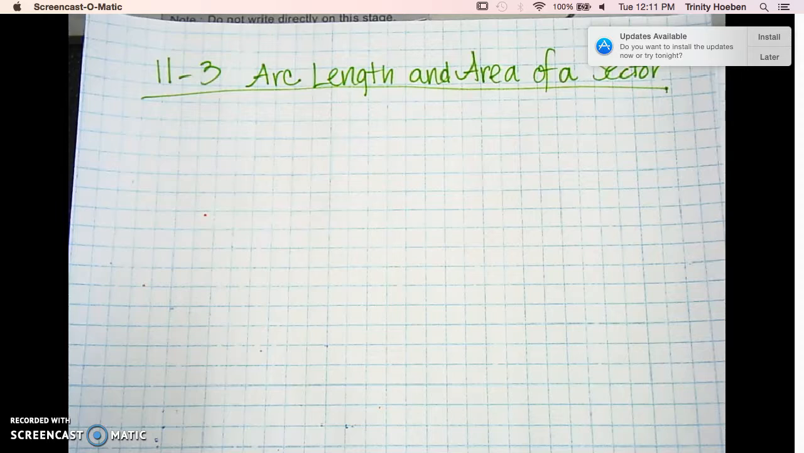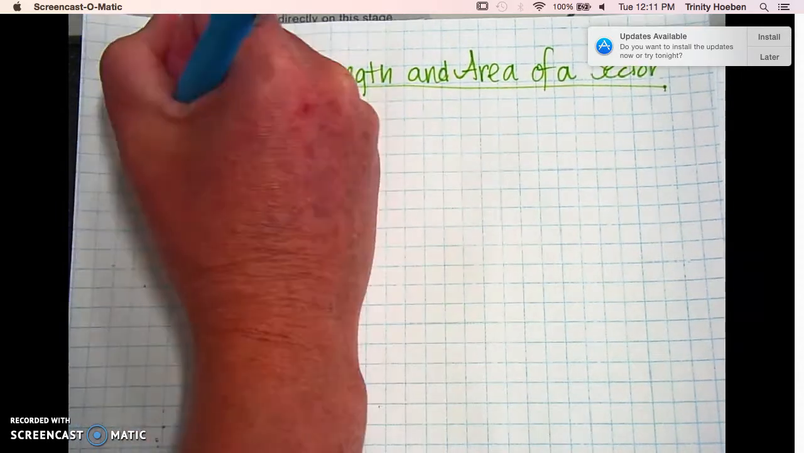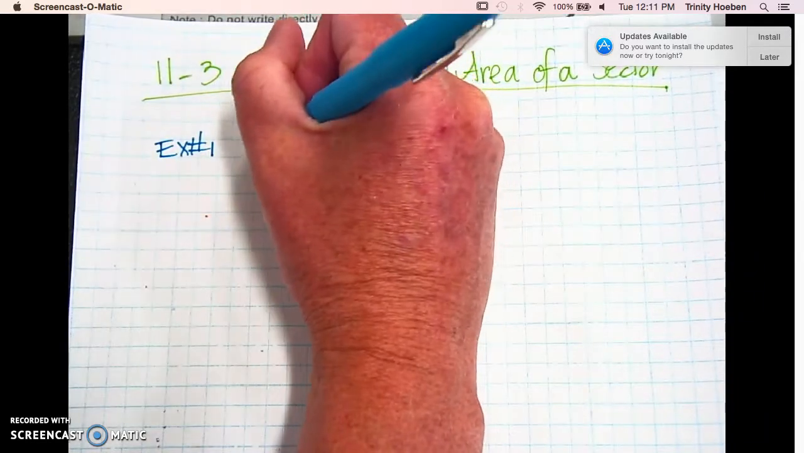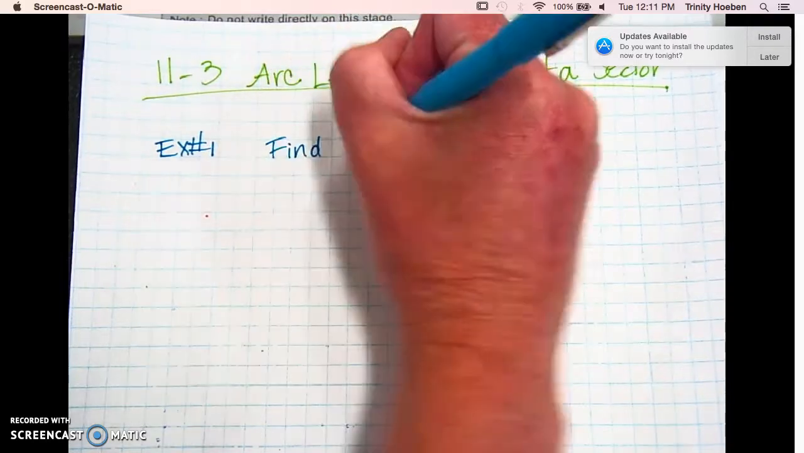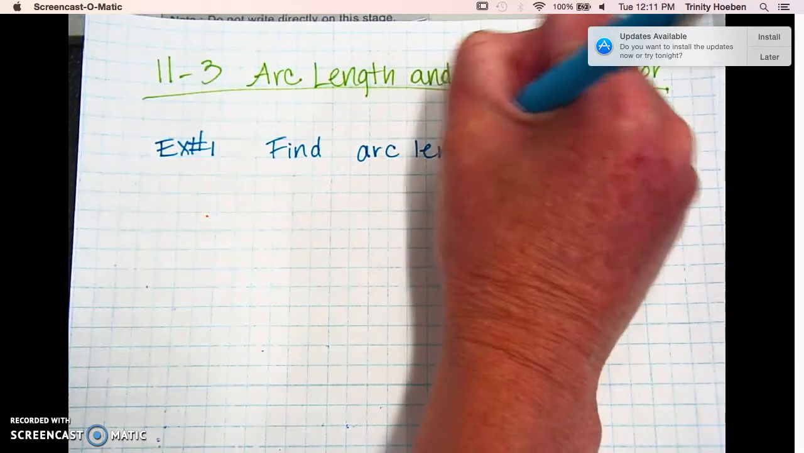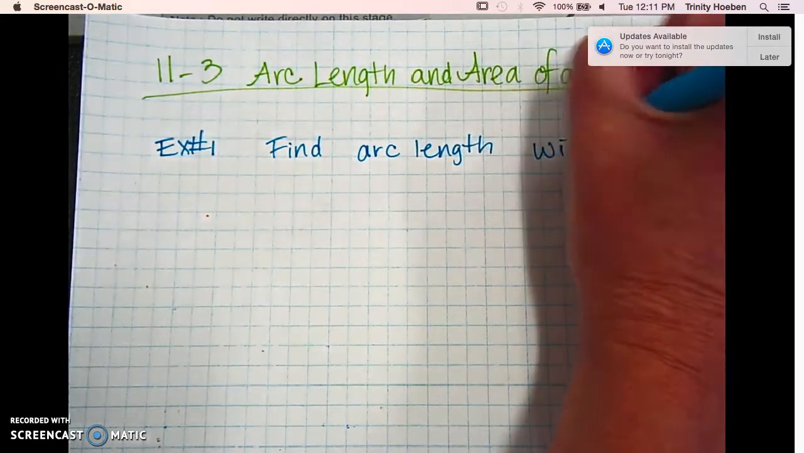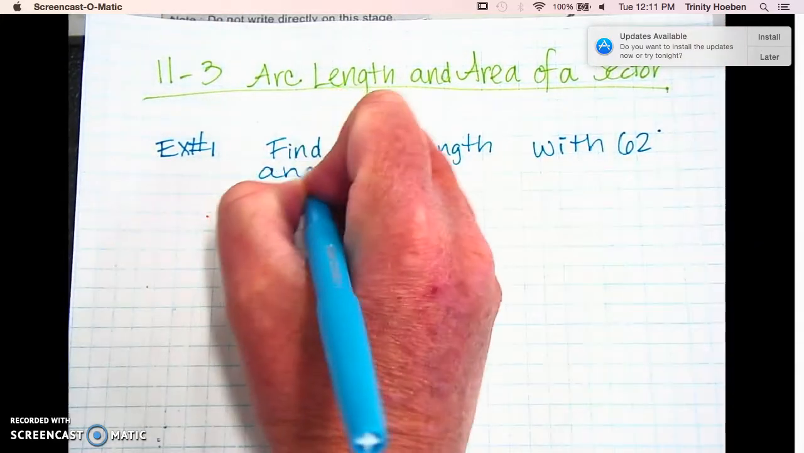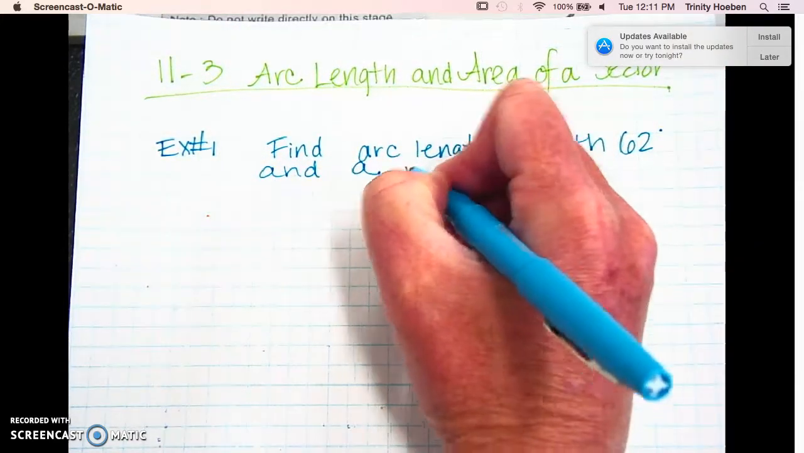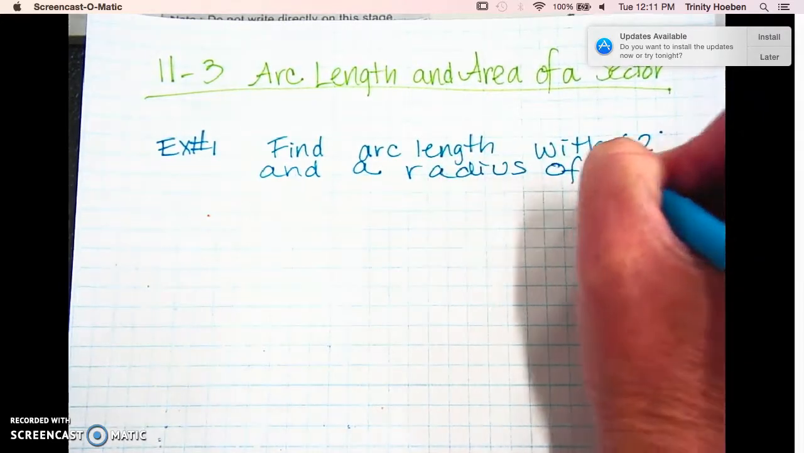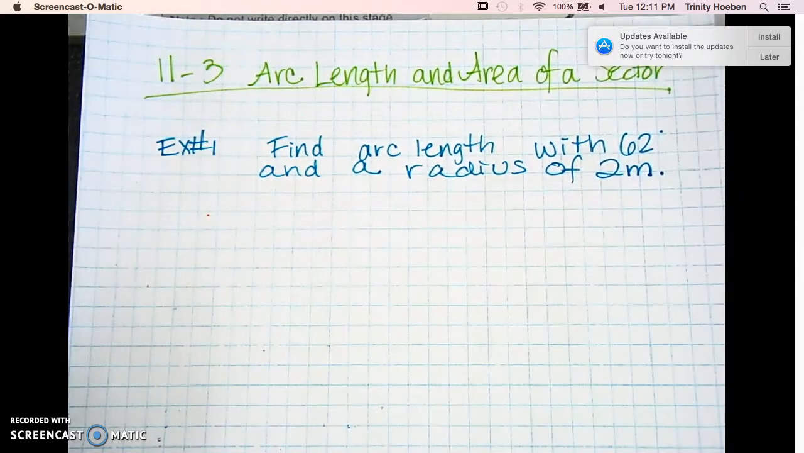All right, so section 11-3 is called arc length and area of a sector. So for example, number 1, the first thing we're going to do is find the arc length with 62 degrees and a radius of 2 meters.